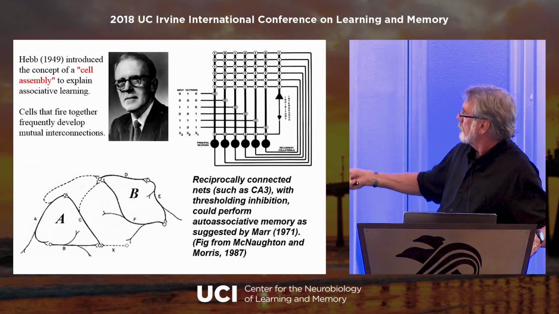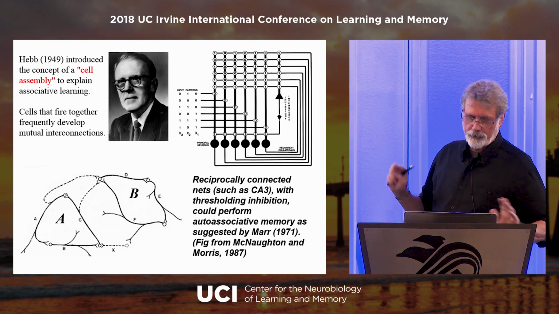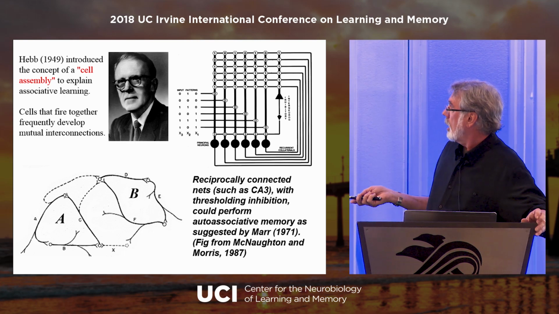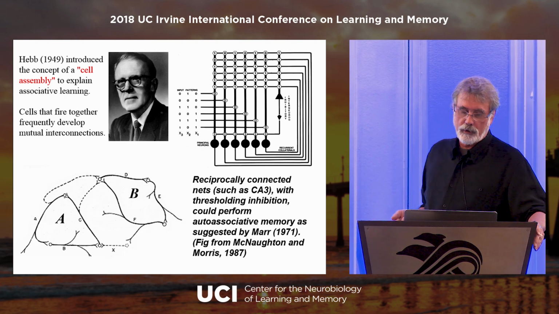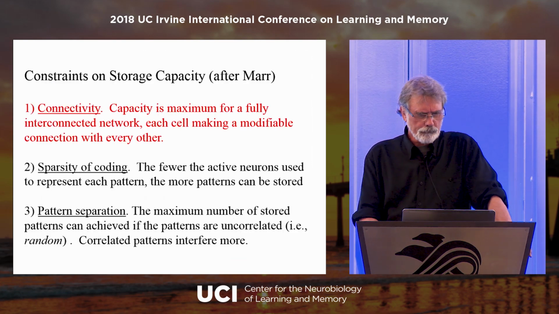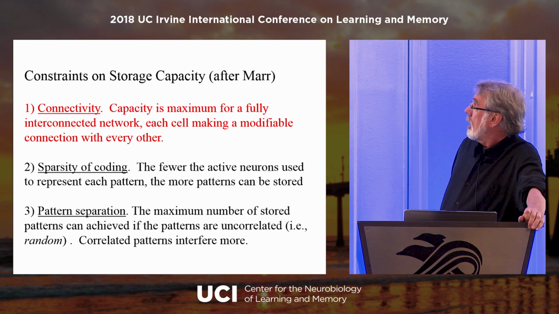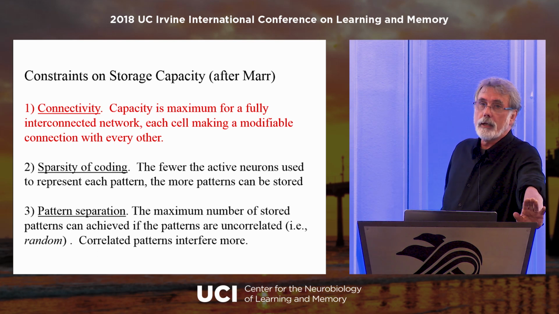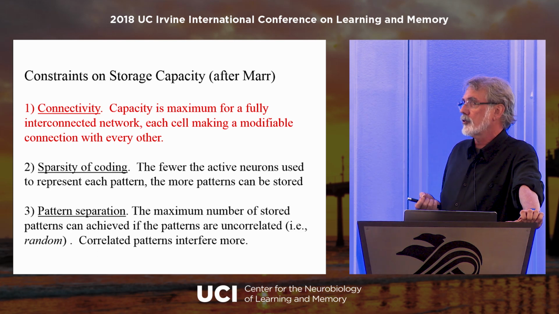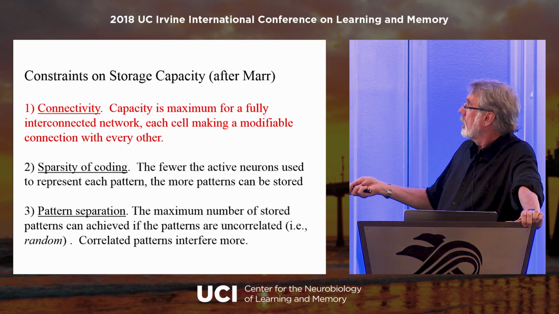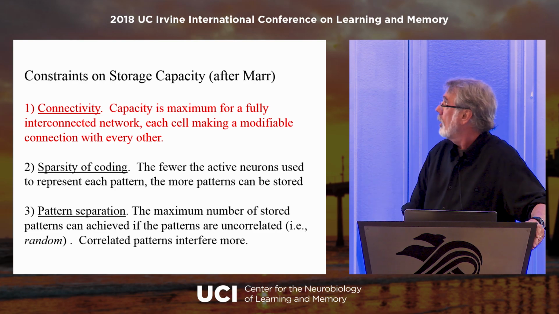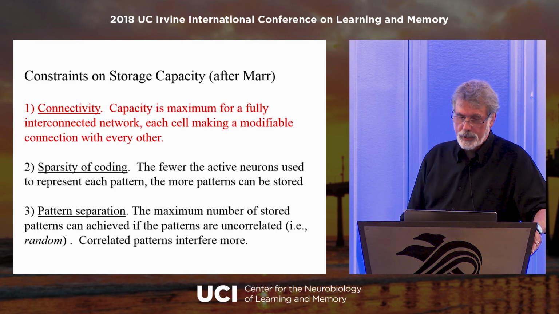About '87, Richard Morris and I published a paper where we tried to lay out some of the ideas in more modern form that Hebb had come up with, based largely on my readings of the works of David Marr, who's also going to figure heavily in this talk. And to start off, David Marr laid out 3 constraints on the storage capacity, or the number of events that can be stored in such a recurrent associative network: connectivity, sparsity of coding, and pattern separation. And I'm going to touch on all of these, but first on the idea of connectivity.